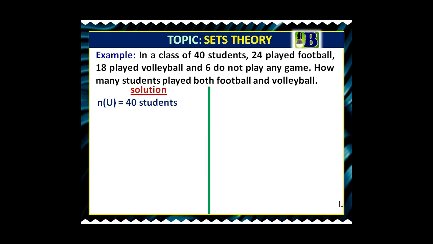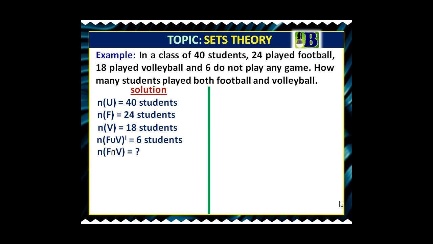The first thing we are going to do is to list out the parameters from the question. The first one is the total number of students, which is called the universal set, equal to 40. The question states in a class of 40 students. Then the number of students that participate in football is 24, while the number that participate in volleyball is 18. Then the number of students that do not participate in either volleyball or football is 6. That is to say that these 6 students do not participate in either football or volleyball. Then the question asks us to look for the intersection of volleyball and football.